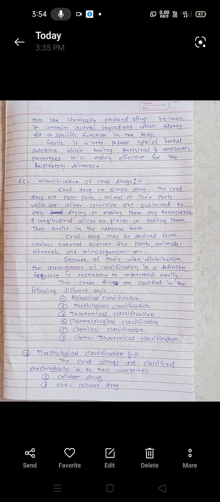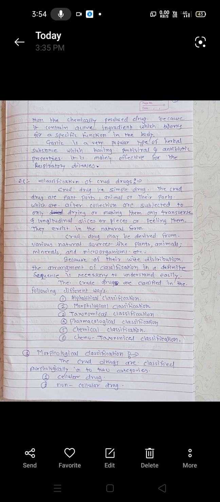Fourth one, pharmacological classification. Fifth one, chemical classification. And last one, chemotaxonomical classification. Out of these, we will only study the morphological classification, taxonomical classification, and chemical classification. The morphological classification: the crude drugs may be classified morphologically into two categories.